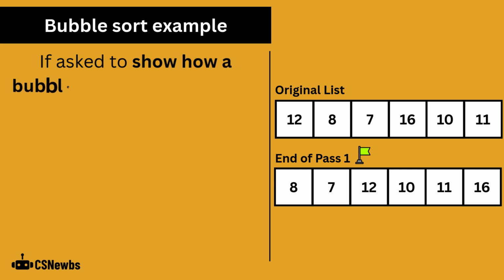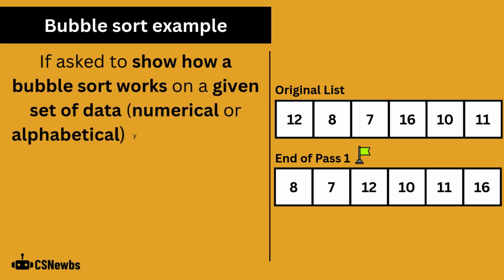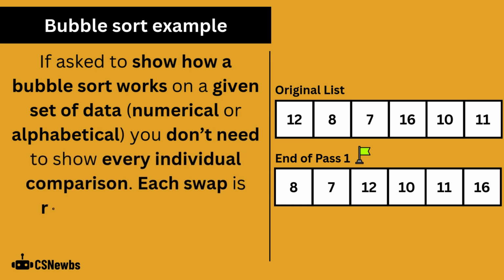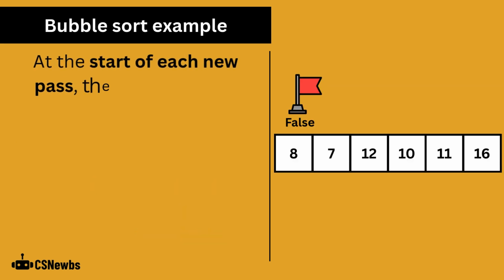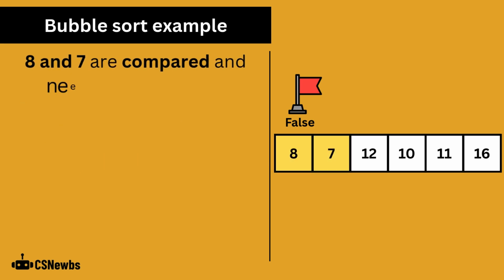If you are asked to show how a bubble sort works on a given set of data, and that can be numerical or alphabetical in an exam, you don't need to show every individual comparison. Each swap is recommended, or at least showing each pass. At the start of each new pass, the flag is reset to false and the comparisons begin again from the first pair of values. 8 and 7 are compared and need to be swapped.